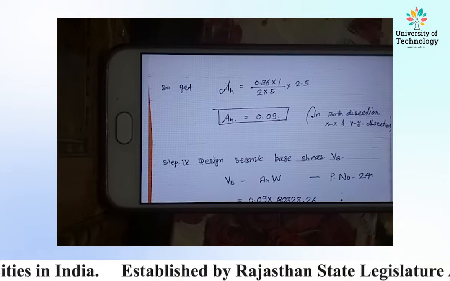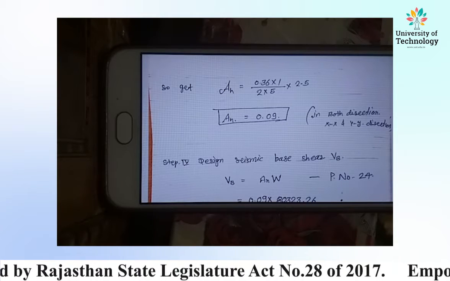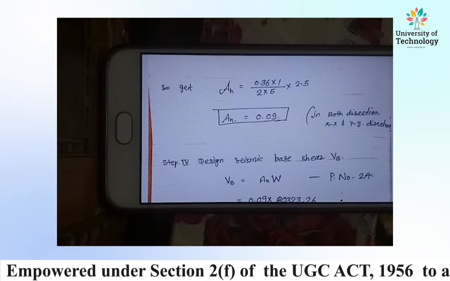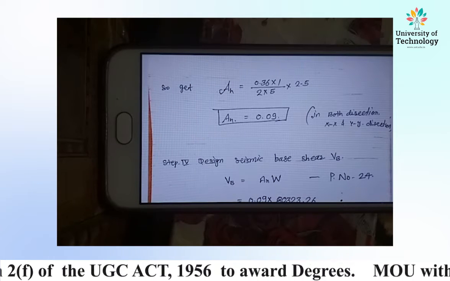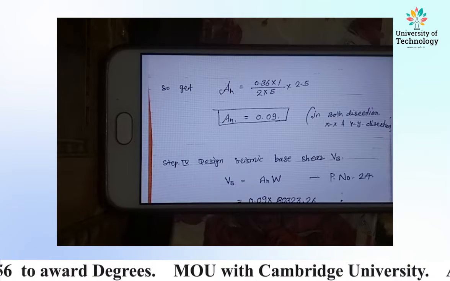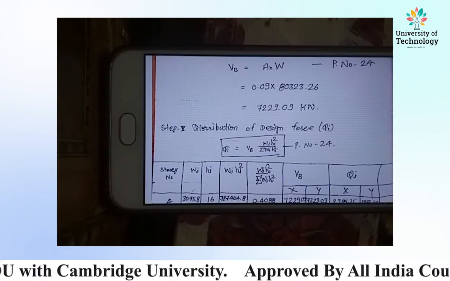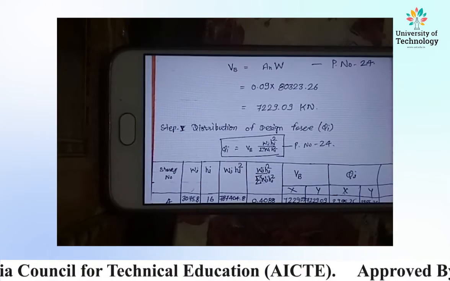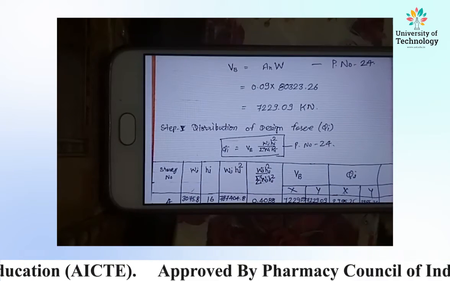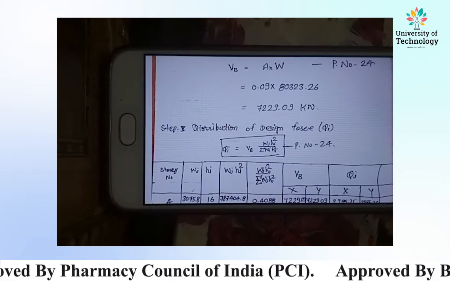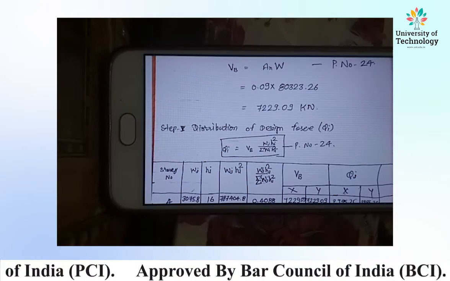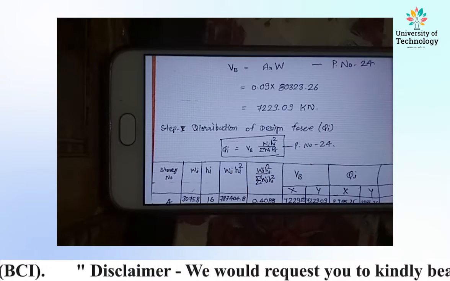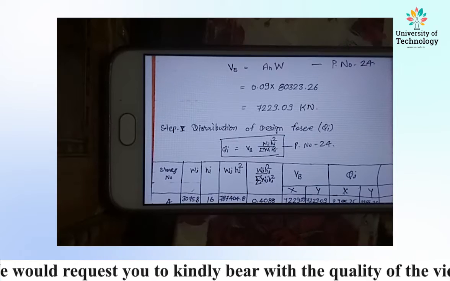Move towards step 4, that is, design seismic base shear, represented by VB. As per code, the formula is VB equals Ah into W. It is given on page number 24. So base shear will be calculated with the value of Ah we have already calculated, 0.09, and the total W of all stories, which is 80.326. After multiplication we have got 7229.09 kilonewton.